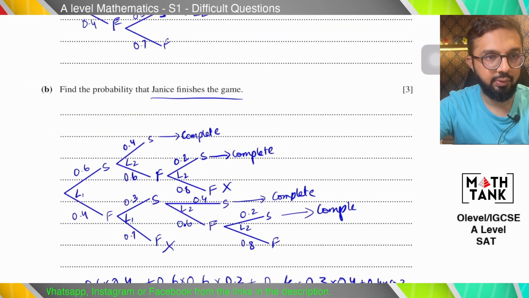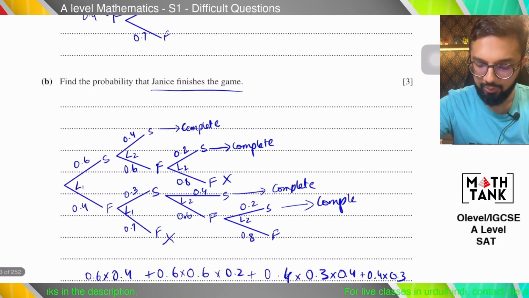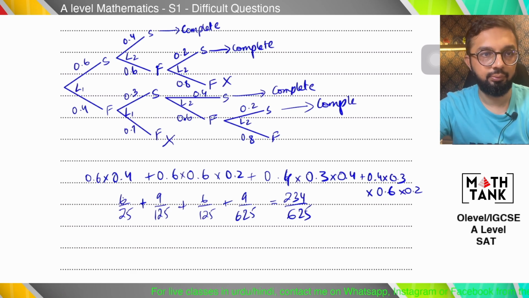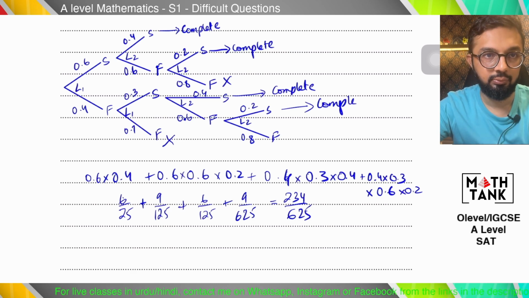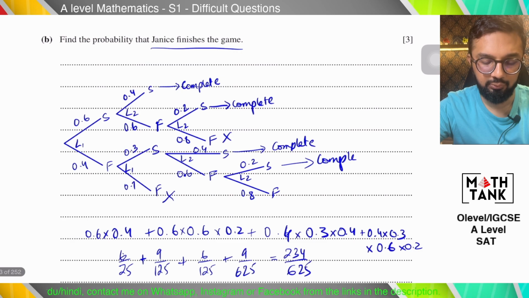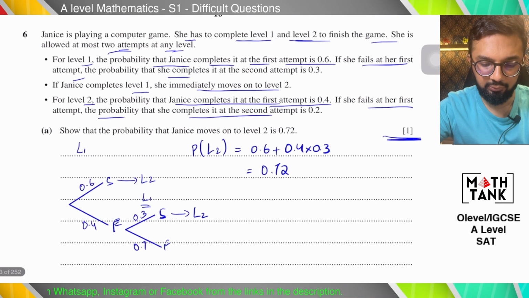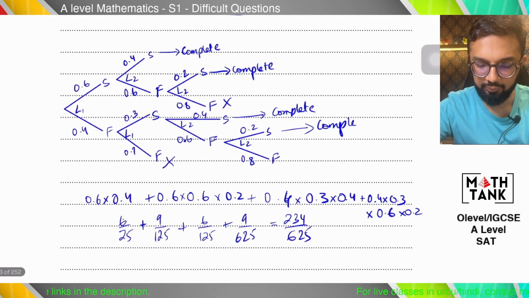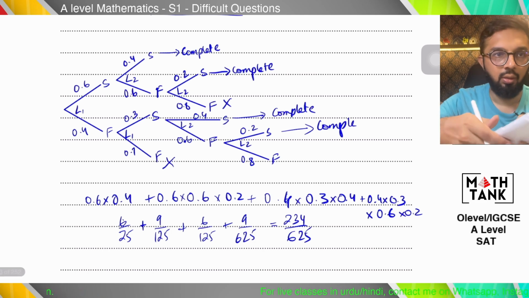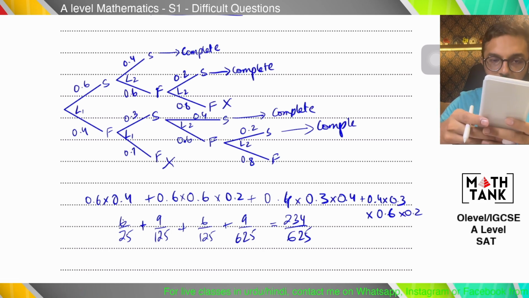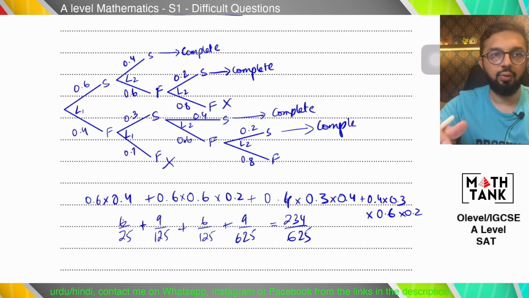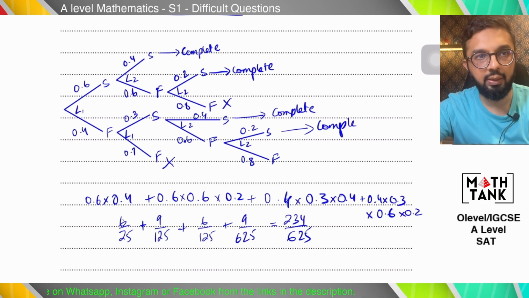Question number 6. 0.72. Then I have... I will have to check if 234 over 625 is 0.3744. Yeah, that is the correct answer.